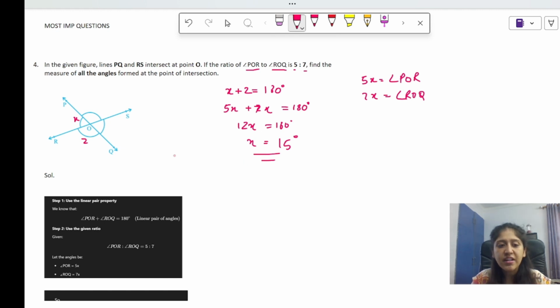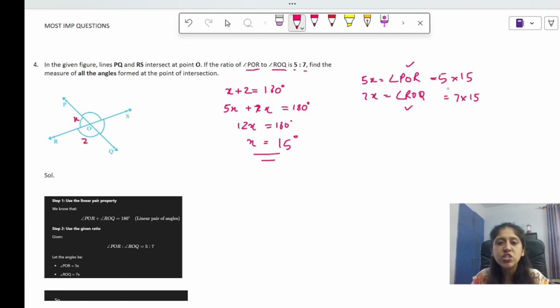Now, if I've got x, can I find angle POR? I can find this angle. How? 5 into x, that is 15. And this can be written as 7 into 15. So we have actually got POR and ROQ. I'm not solving the math, I'm just telling you how to approach the question.